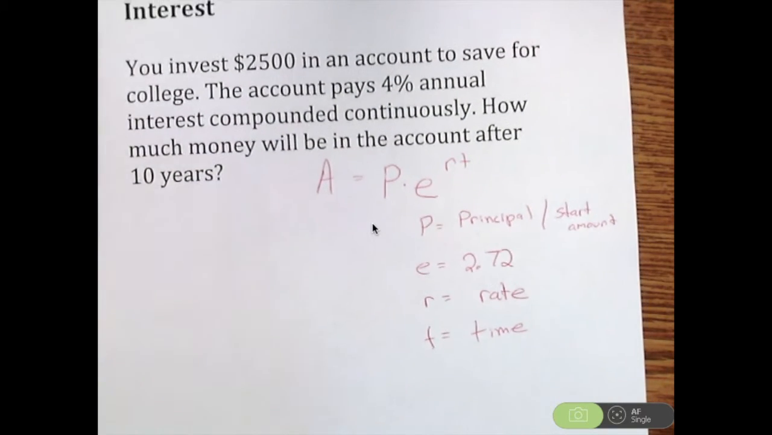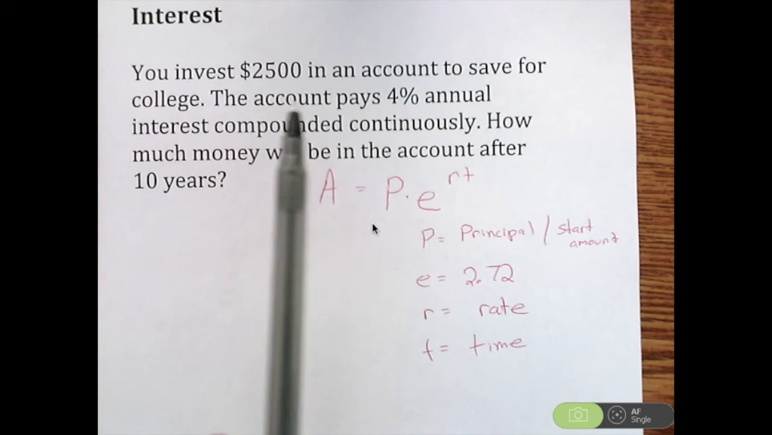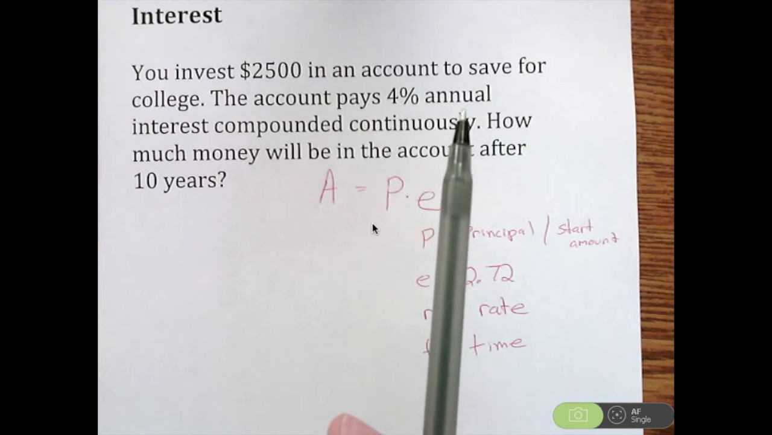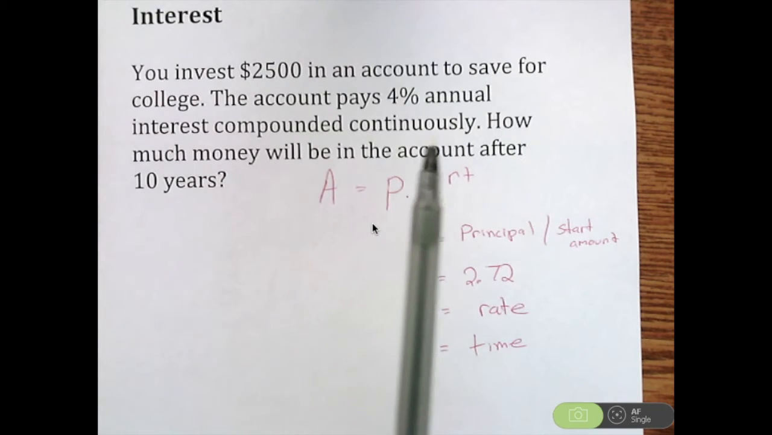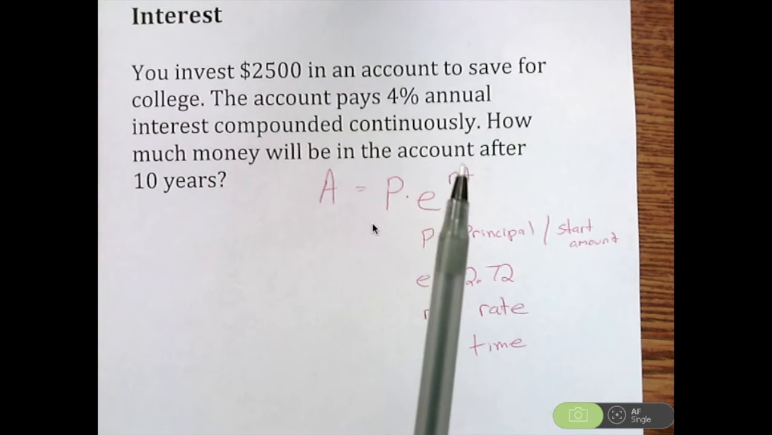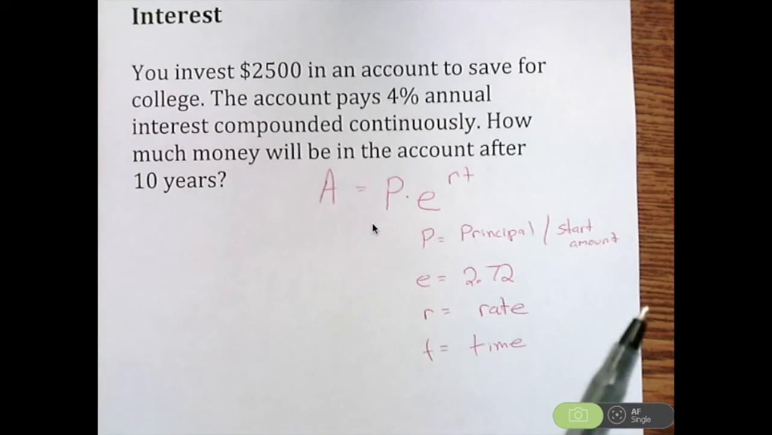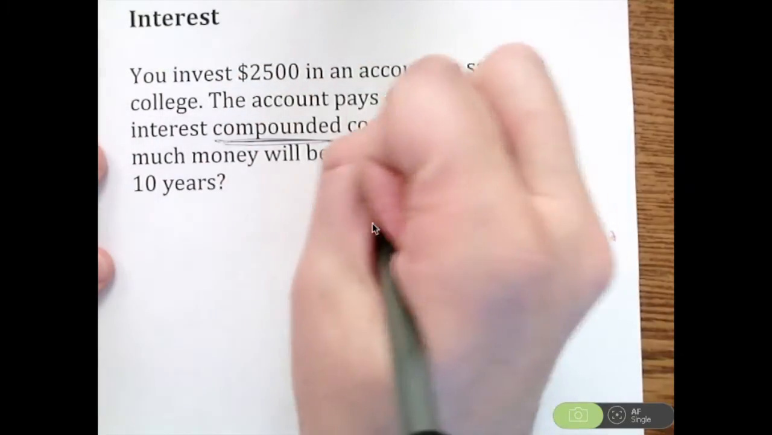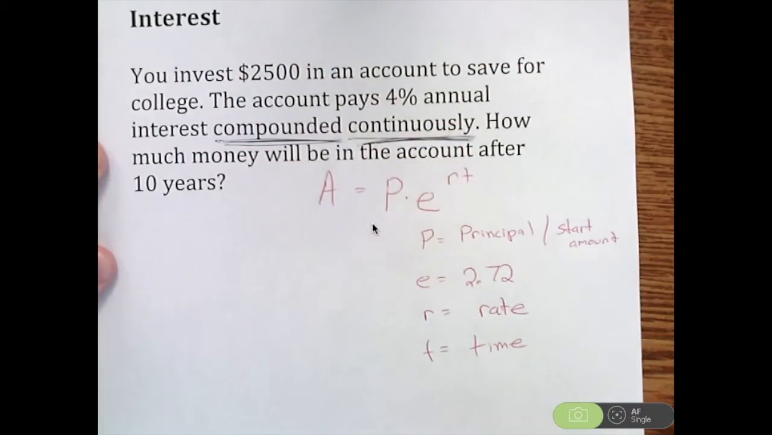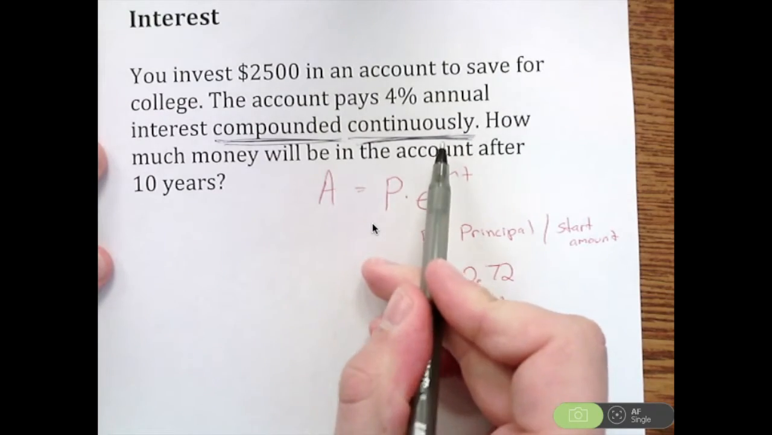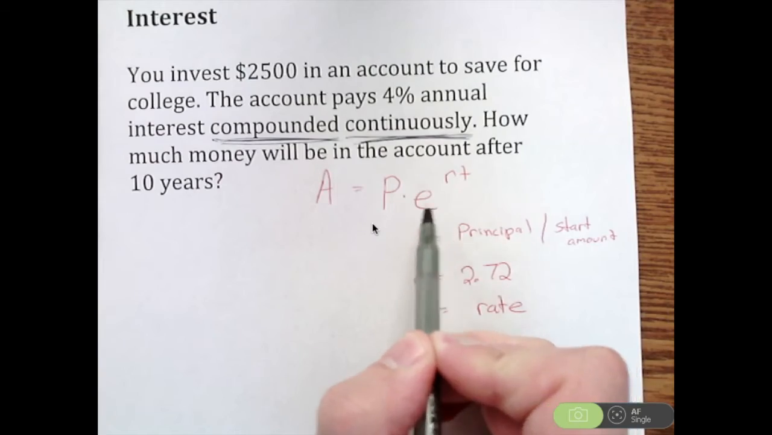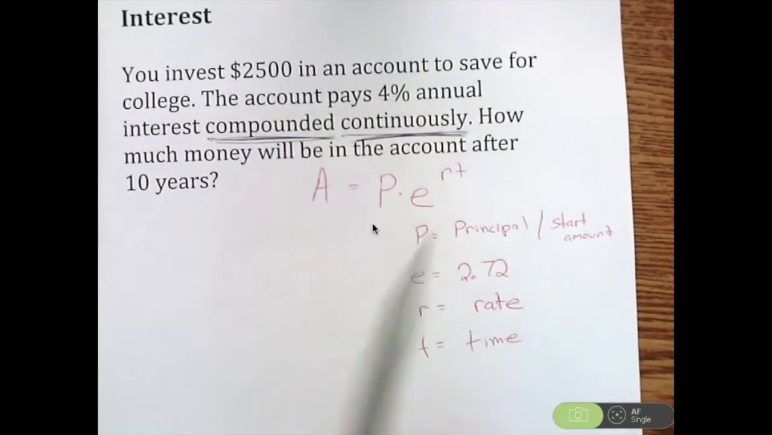So looking at this problem, it says you invest $2,500 in an account to save for college. The account pays 4% annual interest compounded continuously. How much money will be in the account after 10 years? So what I look at when I see this problem, the first thing that jumps out to me is we have interest being compounded, and more importantly, it's being compounded continuously. When you see compounded continuously, or anytime something's happening continuously, usually you're looking at Pert here. So compounded continuously, we're going to use Pert.